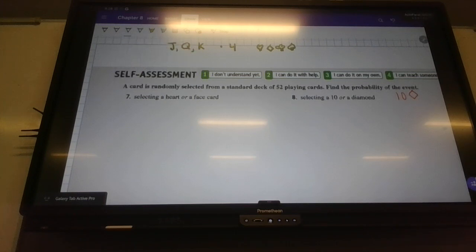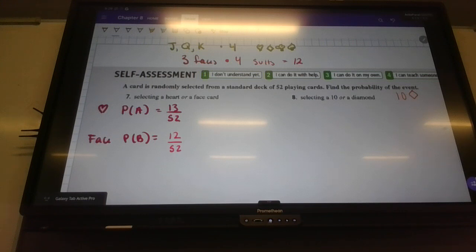So, all right. A heart. We're going to call the probability of a heart event A. And there's a 13 out of 52 chance of pulling a heart out of the deck. Now for a face card, we'll call that event B. We're only going to count Jack, Queen, King. So that's 3 faces, times 4 suits, and that's 12. So there's 12 out of 52 face cards.